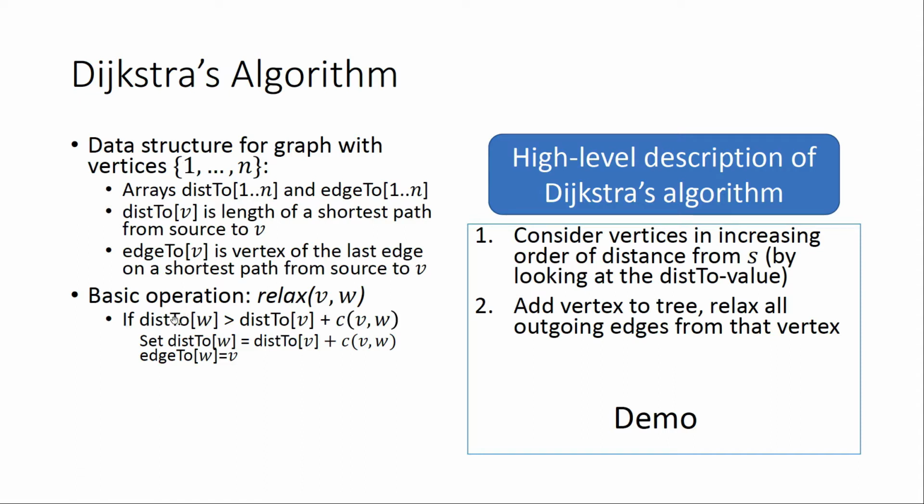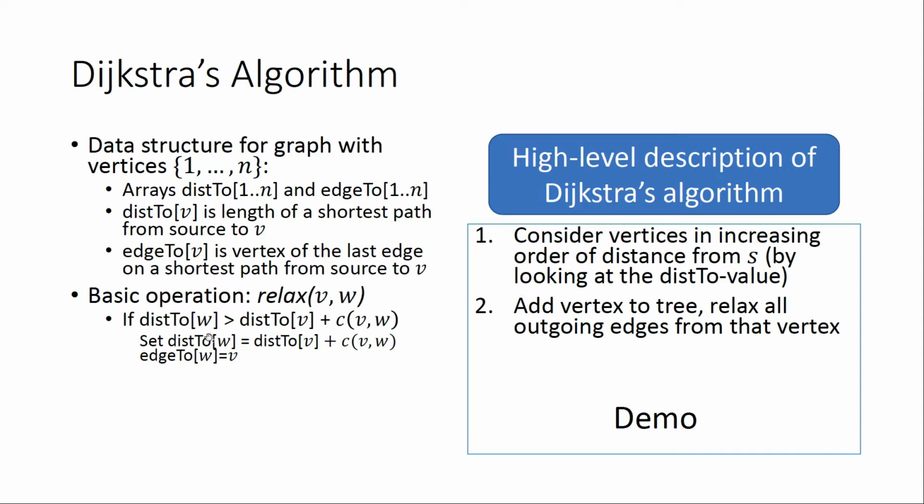More specifically, you ask, is the distance to W that I know larger than the distance to V plus the cost of the edge? We already know how to go to V in dist2 with length dist2V. So we have this path to V, and then we add this edge. That's a path to W, and we compare it to the current best known value to W. Does it improve this? Is this a better path?